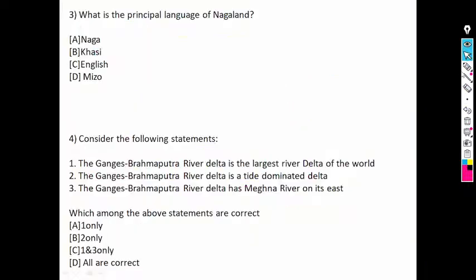Next question, look. What is the principal language of Nagaland? Naga, Khasi, English and Mizo. Principal language of Nagaland, look, it is nothing but English.